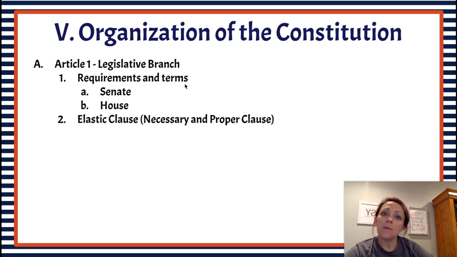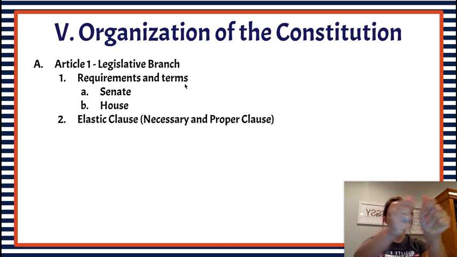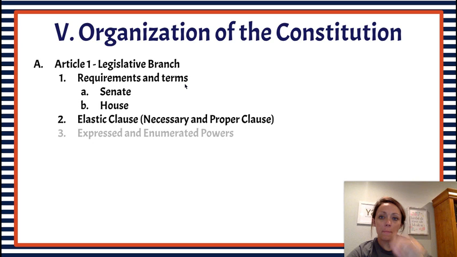So a few things come in with Article 1. We have something known as the elastic clause, or the necessary and proper clause. And when we get to our Congress unit later on this year, we'll really dive into this more. But the elastic clause, also known as the necessary and proper clause, basically gives Congress the power to create any law that they think is necessary. Okay, so why do we call it the elastic clause? Because it stretches the power of Congress, okay?